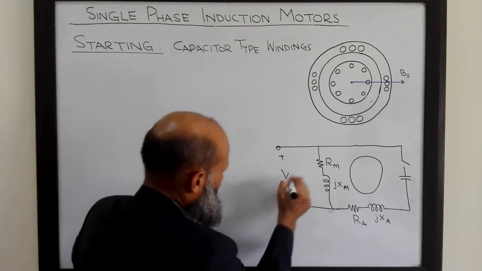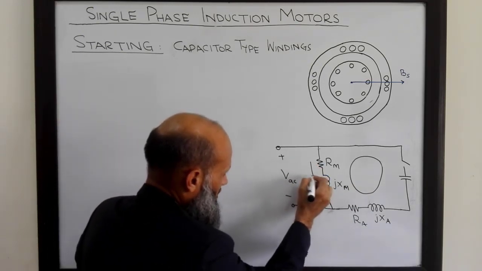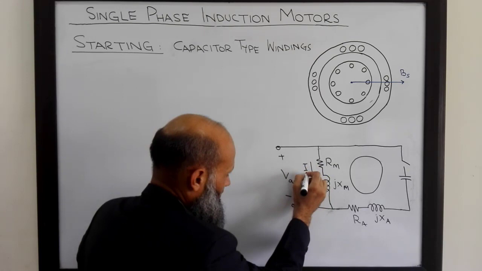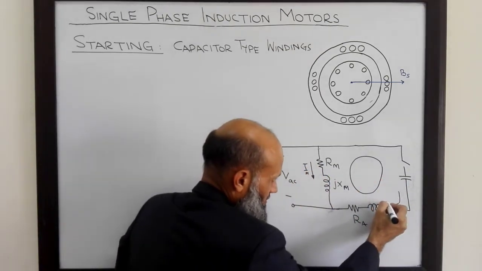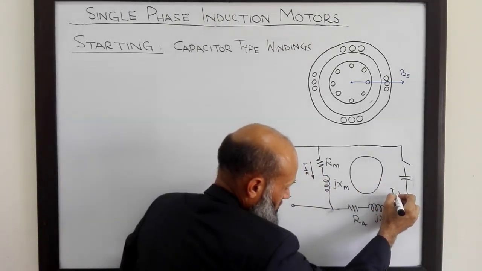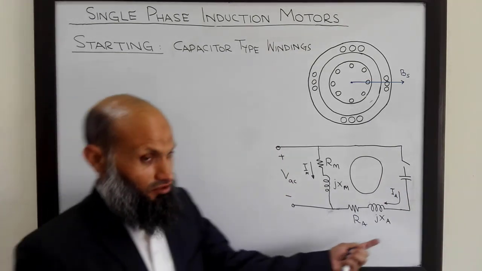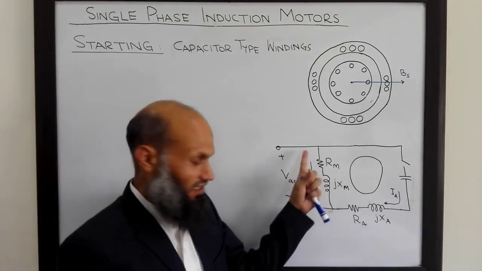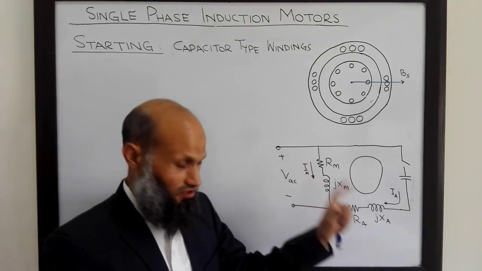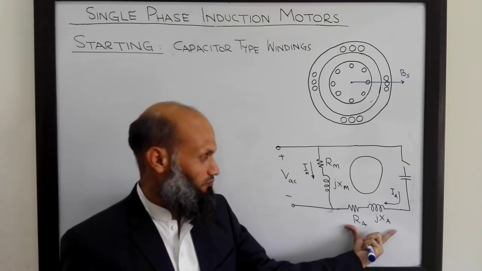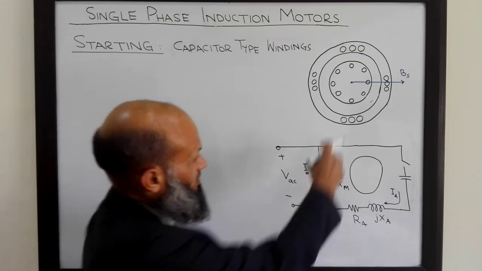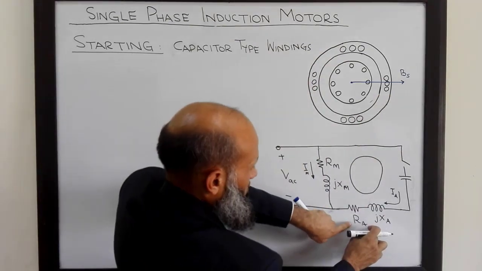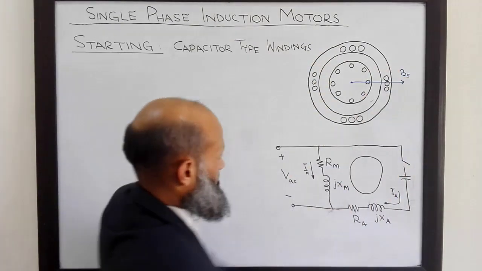Due to this voltage, current Im flows in these windings, and current Ia flows in this winding. Again, the point to emphasize is that this diagram shows the electrical connections. You already know how these coils are placed. This coil is placed over here, and these auxiliary windings are placed over here.